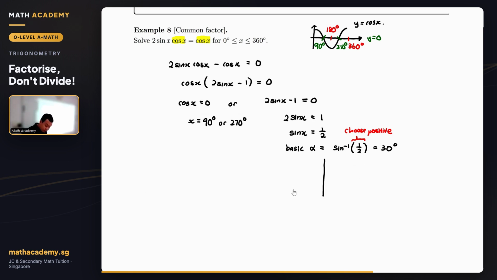Okay, let's think through the concept from last week. I will need my ASTC. My sign is positive, so it will be the A and S quadrants. Where are the alpha values? It will mean that this is your 30 degrees, and this part is also your 30 degrees.